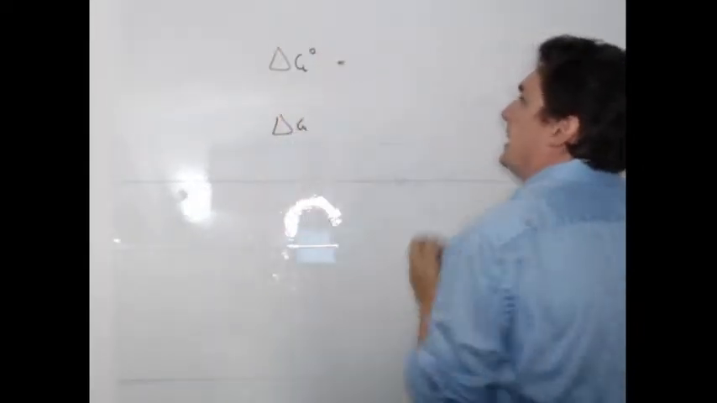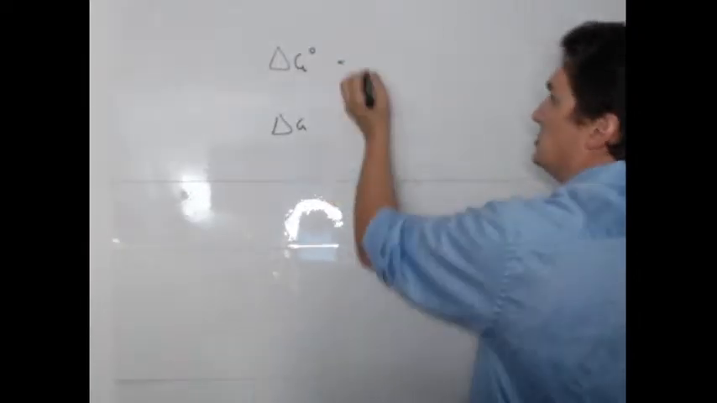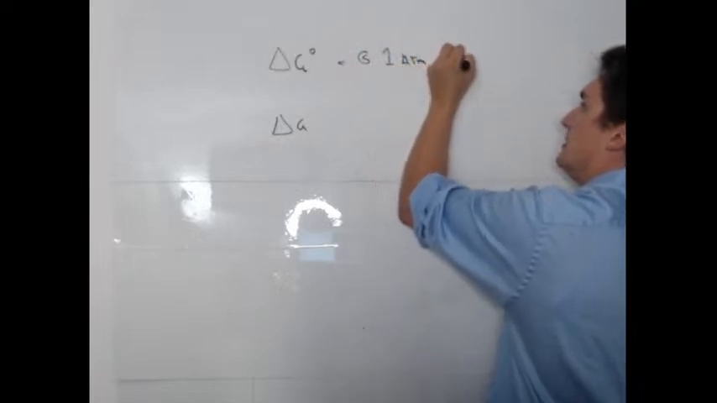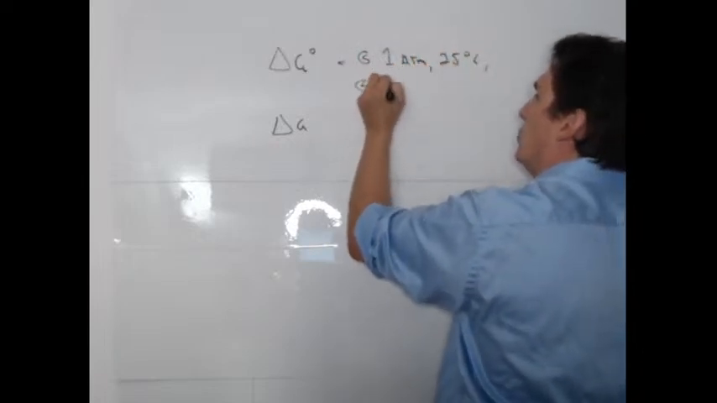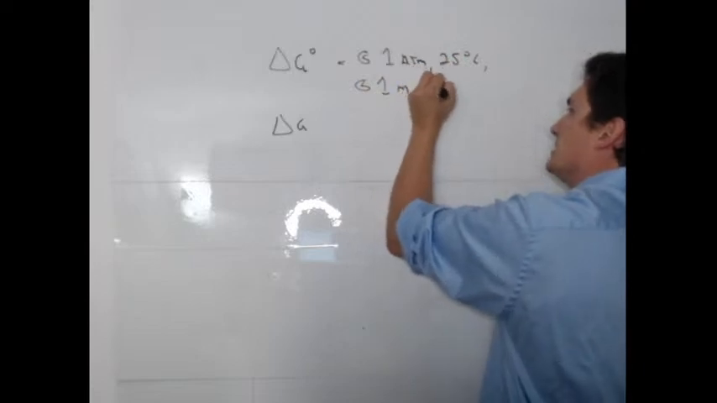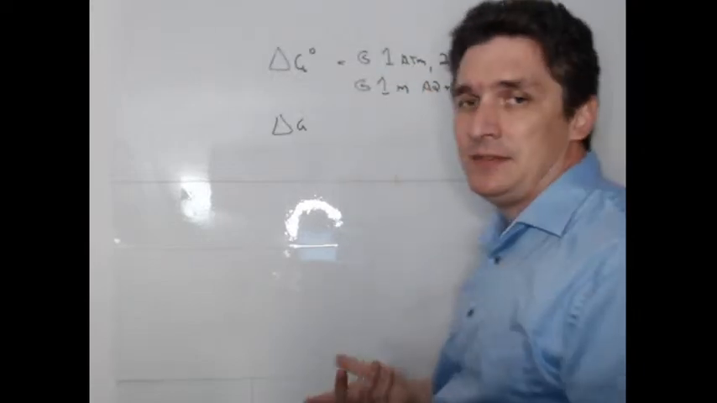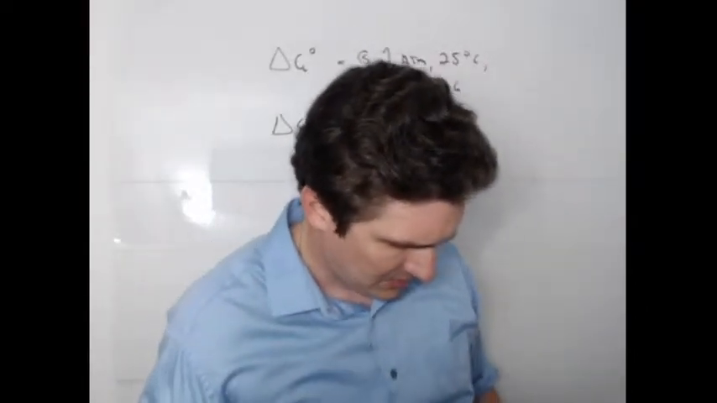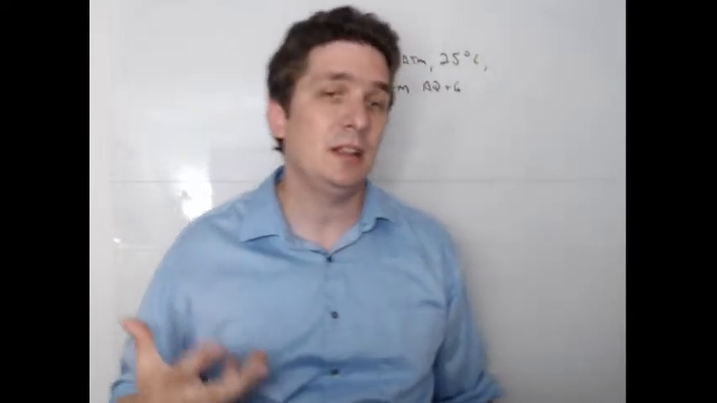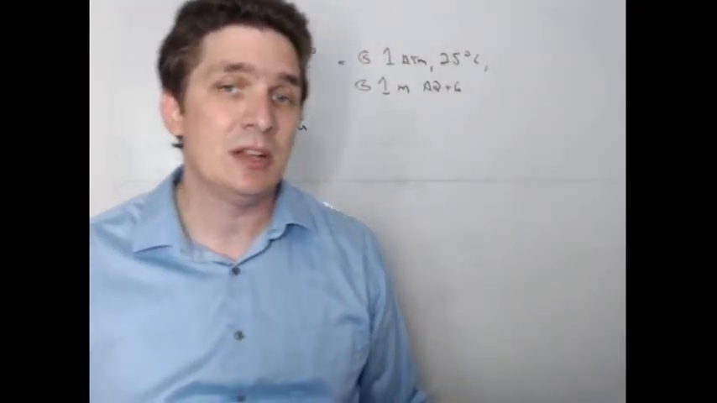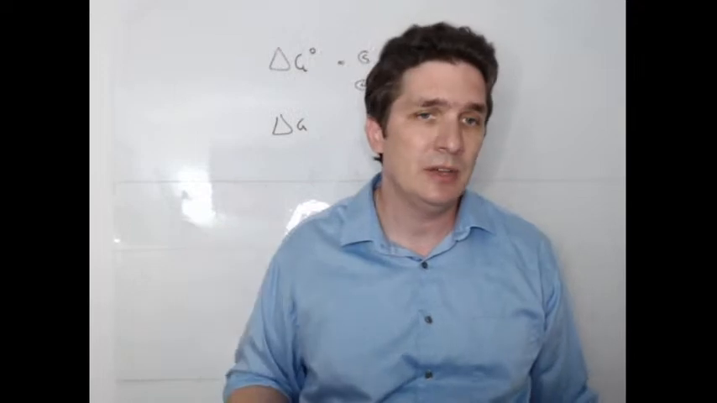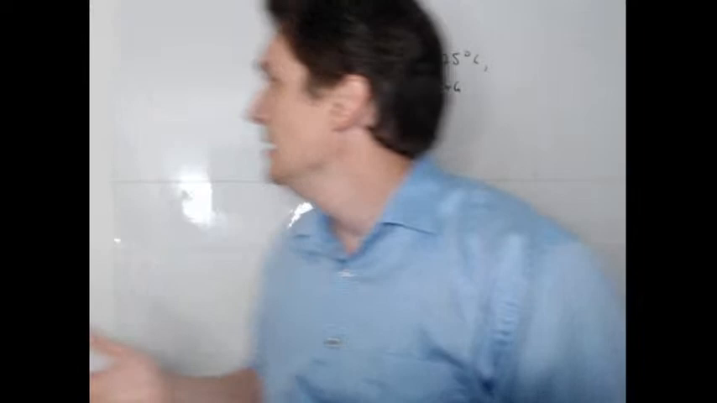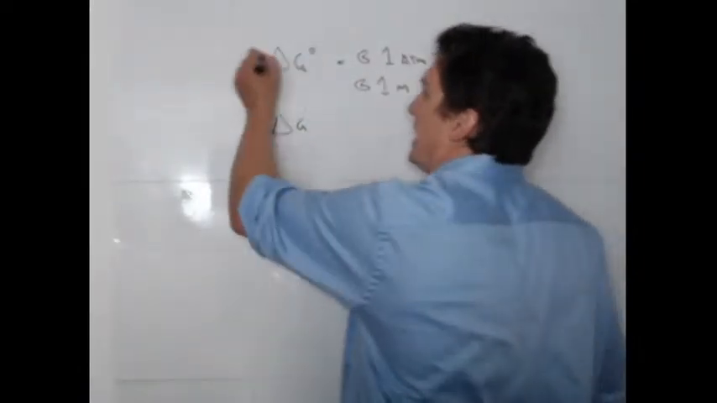So delta G naught has a very rigid definition. This is the free energy change at 1 atmosphere, 25 degrees C, and 1 molar for aqueous species and gases. And then for liquids and solids, it's the concentration of whatever that liquid or solid is at 25 degrees C and 1 atmosphere. This cancels out the activity in the full expression for Q. So delta G naught here is at reference.